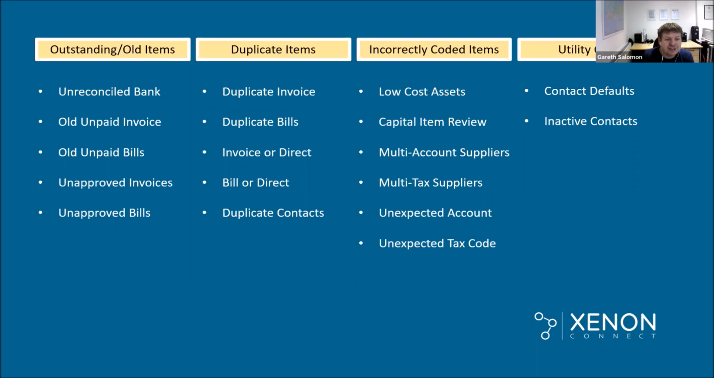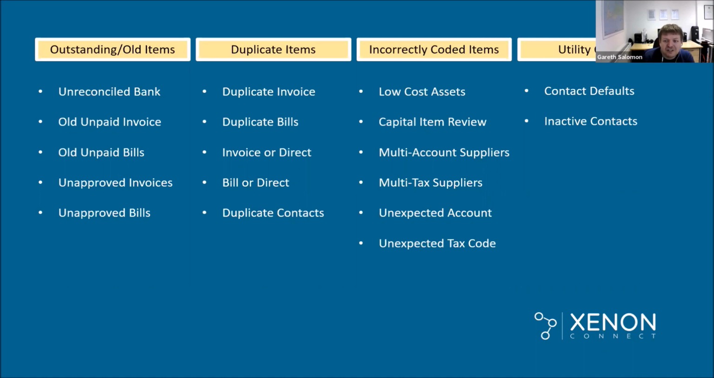So we're looking at things like outstanding old items, so unreconciled bank items, old unpaid invoices, unpaid bills, unapproved invoices and bills, duplicate items, things like duplicate invoices, bills, whether something's been recorded as a spend item rather than a bill payment, that sort of thing, duplicate contacts, incorrectly coded items, so low-cost assets that perhaps would be better written off to the profit and loss account, capital item review, so reviewing those P&L nominals, which may be better capitalized as a fixed asset, multi-account suppliers and multi-tax suppliers, and we'll come on to those later, as well as unexpected account used and unexpected tax code used.